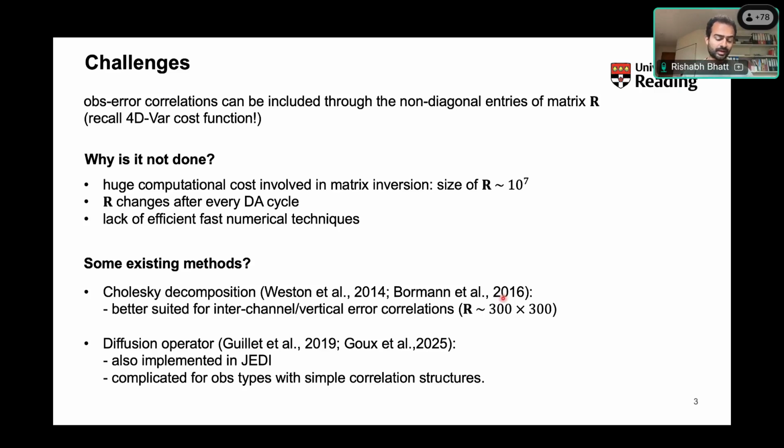There is another approach, called the diffusion operator, which tries to solve a diffusion equation on an unstructured mesh. The mesh would be on the observation locations, and you solve it using finite elements. I've heard that it has recently been implemented in the JEDI framework. But for our purposes, in our study, we are not really going to look at it because it's kind of complicated for observation types where you would expect simple correlation structures, as in our case. I will talk about the Cholesky decomposition in particular in the coming slides.